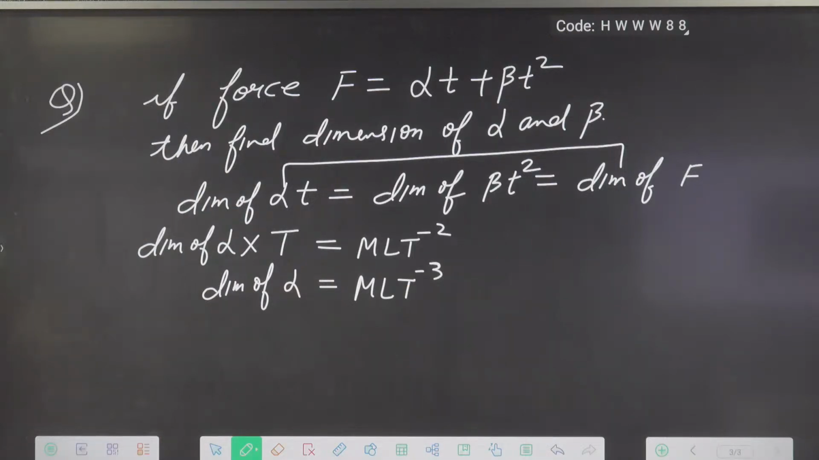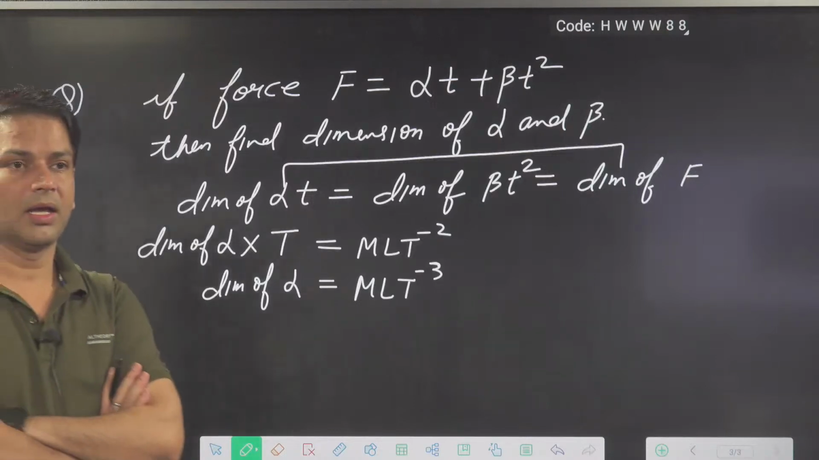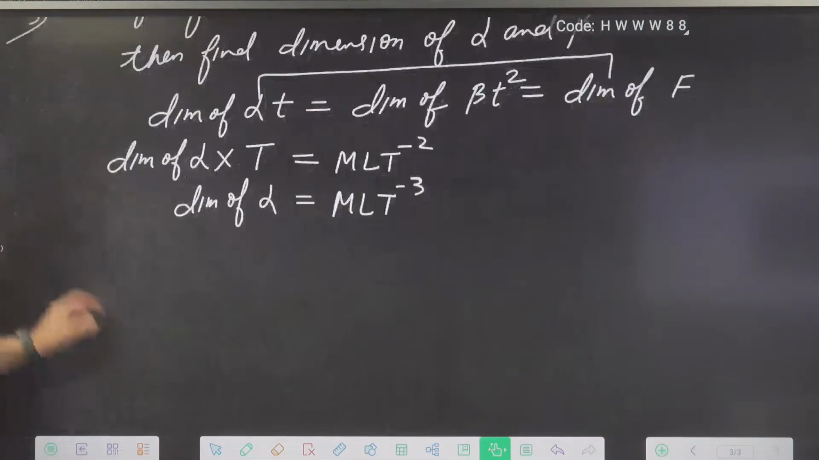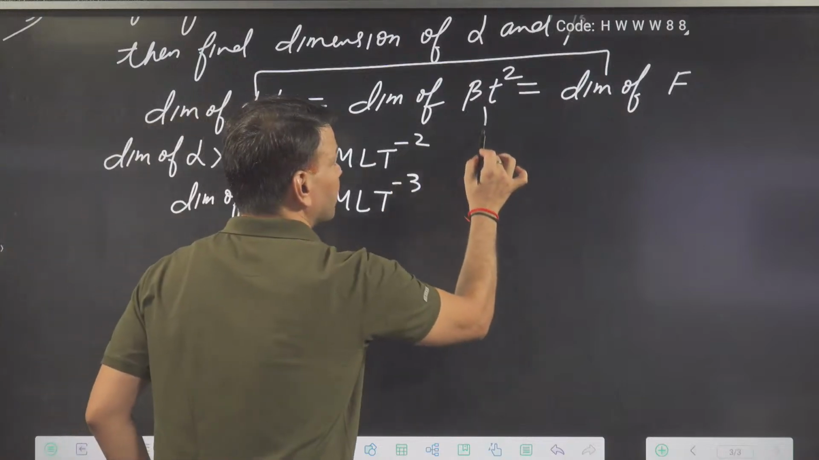Who will say what is the dimension of beta? Calculate fast, tell fast. What is the dimension of beta? MLT minus 2, MLT minus 4. This you will equate. Okay.